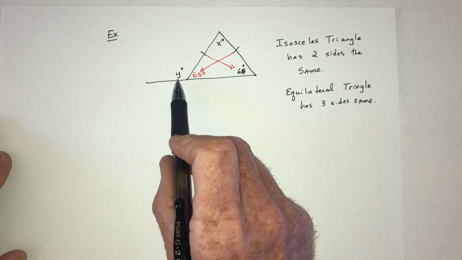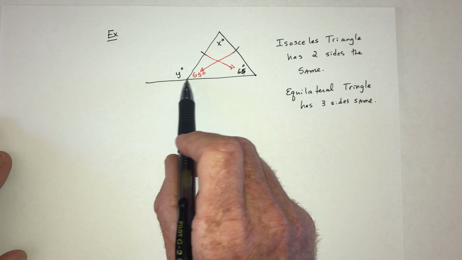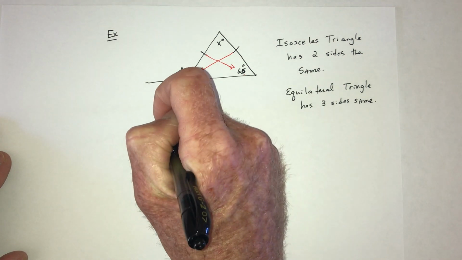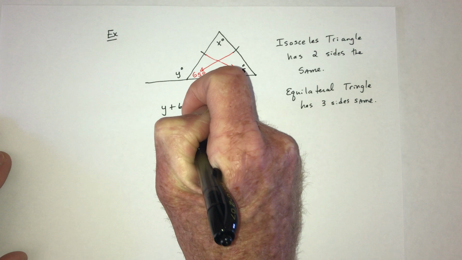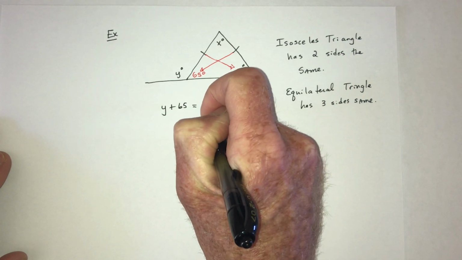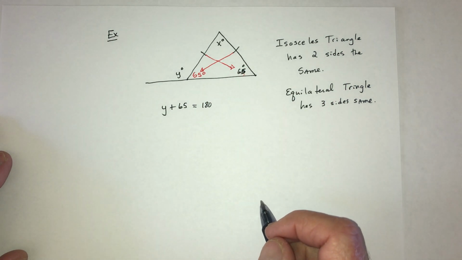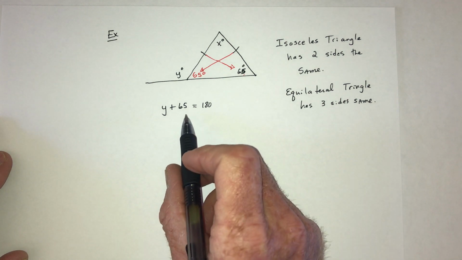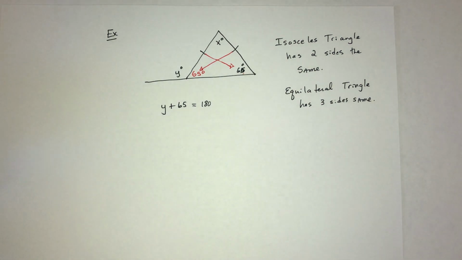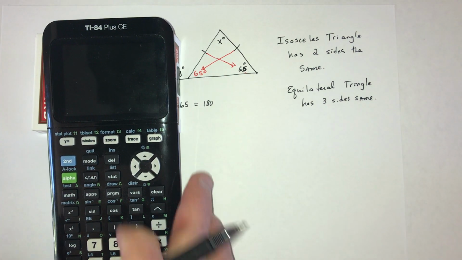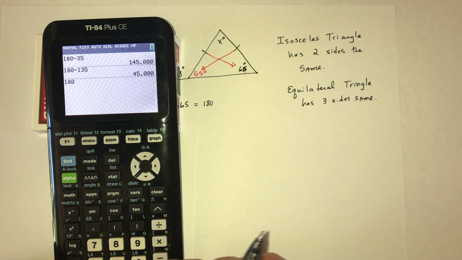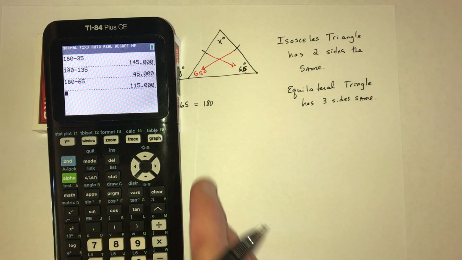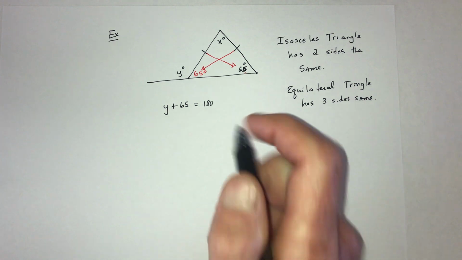Now to solve for y, this is a straight line which is 180 degrees. So that means that y plus 65 has to equal 180. Then just subtract 65 from both sides. So 180 minus 65, y is equal to 115.